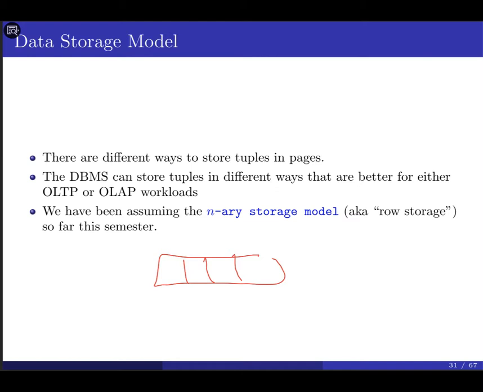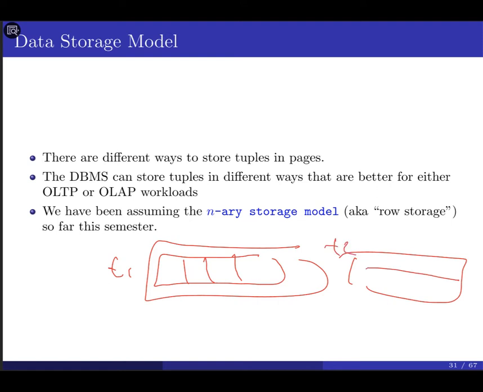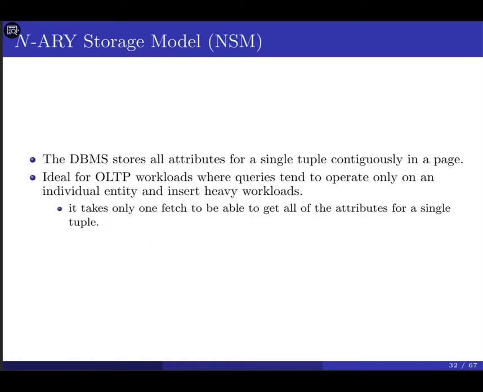You're going to say this is tuple 1. Then after that, this is tuple 2. All the data is going to be stored together in the same block. So we are not going to split them or break them down into different pages. I'm not going to say the first and second attributes are stored in this page, then the third, the fourth and the rest are stored in another page. No, they're going to store all the attributes for a single tuple continuously on the page.